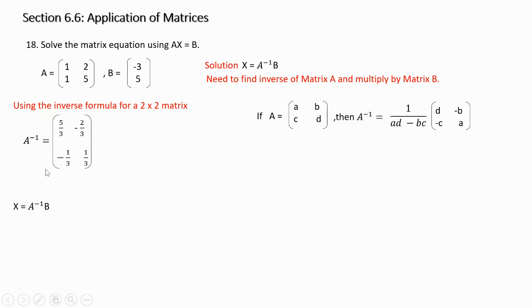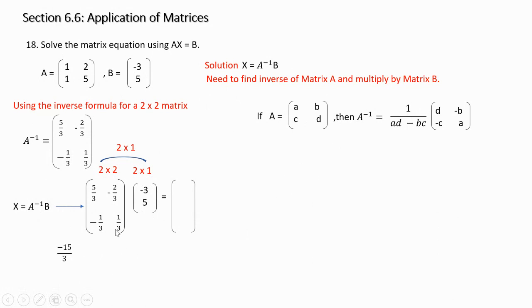Now I'm going to multiply this times matrix B. This is matrix B. The inverse is 2 by 2 and B is 2 by 1, so it can be done, and the answer will be a 2 by 1. So let's start here. It's going to be negative.